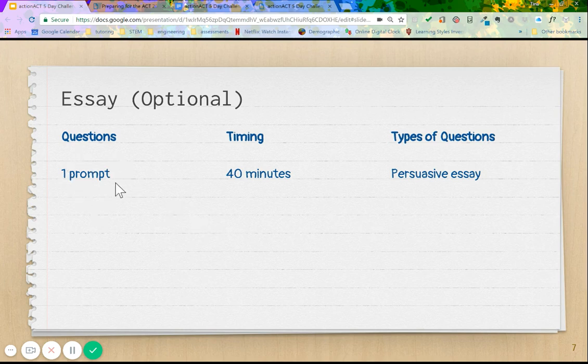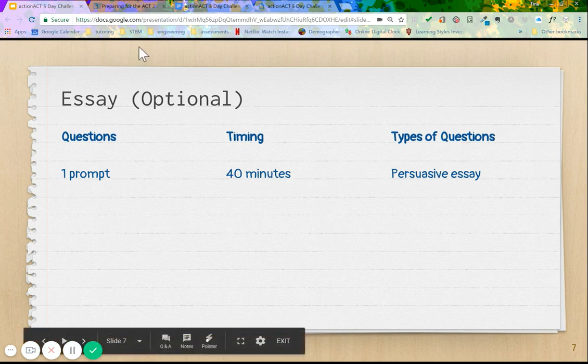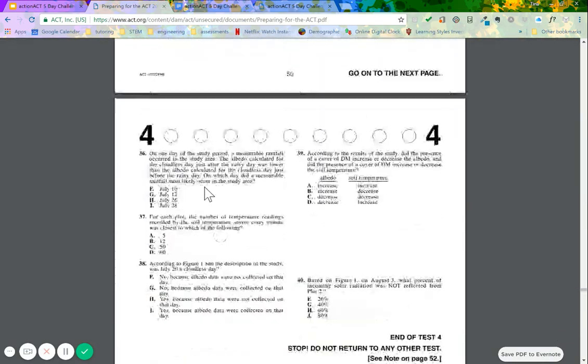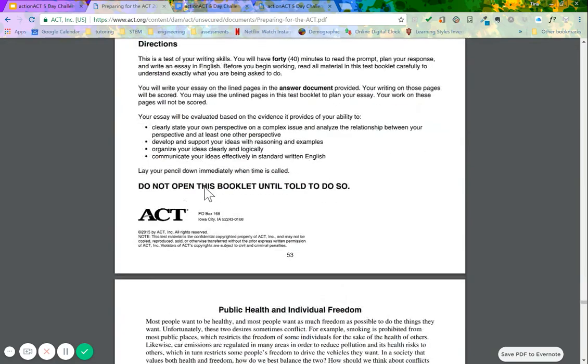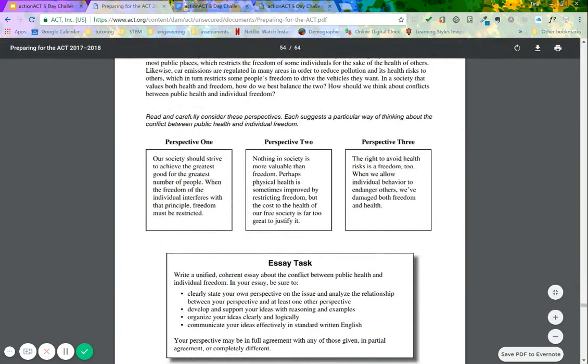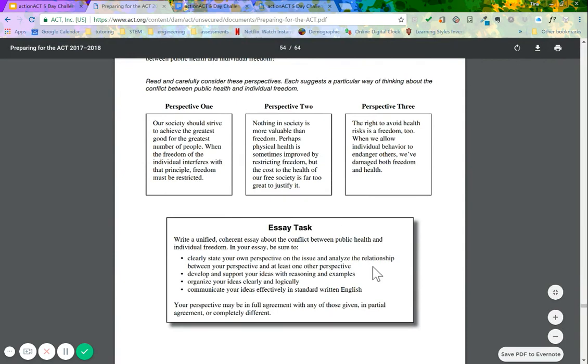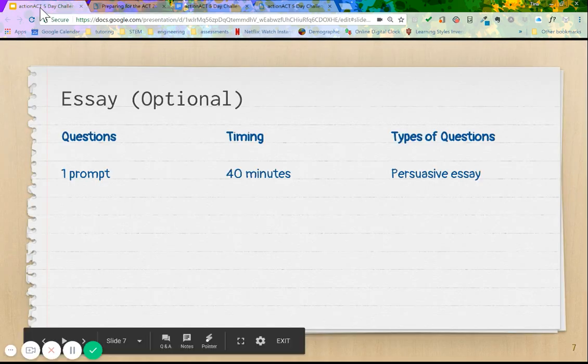You get 1 prompt. You have 40 minutes to do your writing, and it is a persuasive essay. And I could show you what it looks like. So you have a topic. You're going to be given 3 perspectives, and then you have to evaluate and analyze the perspectives that are given and make your perspective obvious.